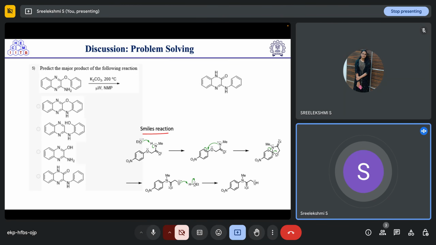So what will happen is that this type of a cyclic intermediate is forming in this case, and then once this bond will come back over here, this will go and this will be forming, which will get protonated by the proton source whichever we are using and form this compound. So that is basically Smiles reaction or Smiles rearrangement, we can say.